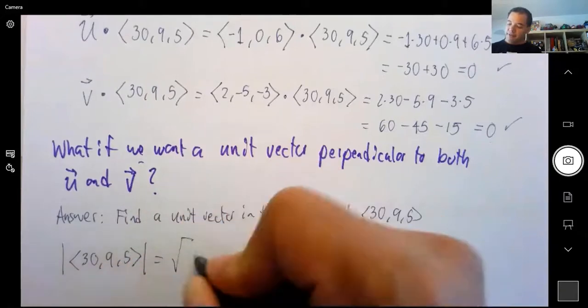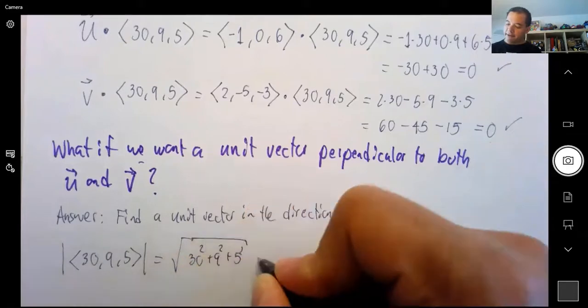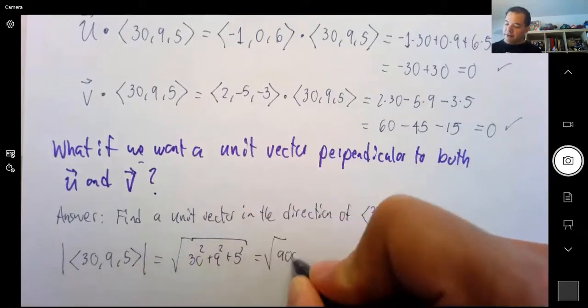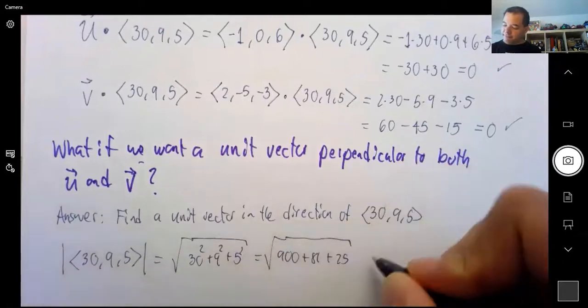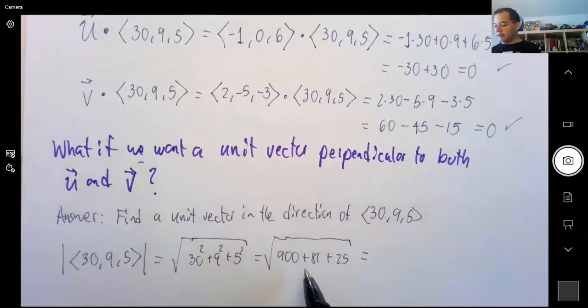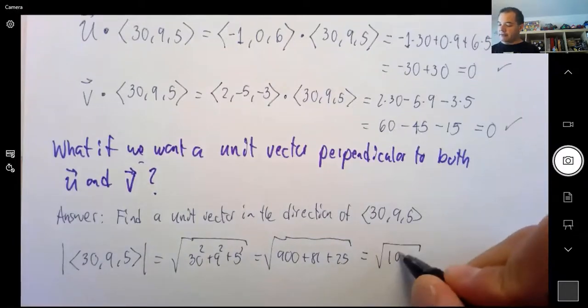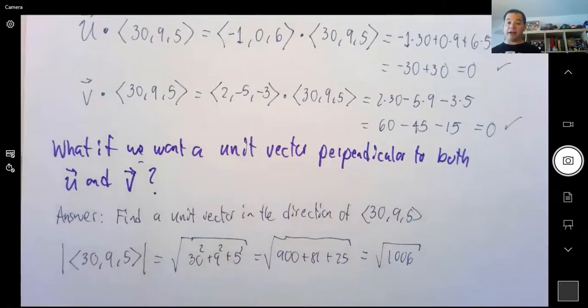It will be the square root of 30 squared plus 9 squared plus 5 squared. That's 900 plus 81 plus 25. This is, what is it, 981. 981 plus 20 is 1001, plus 5 is 1006. I'll probably leave it like that. Maybe it can be simplified, I don't know.